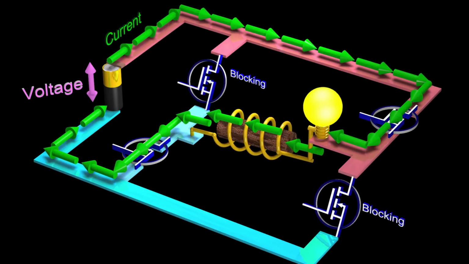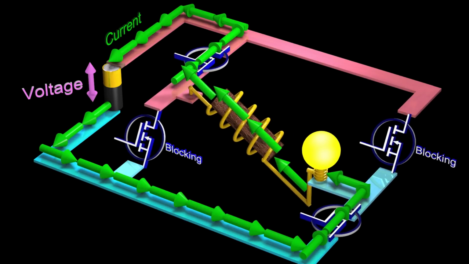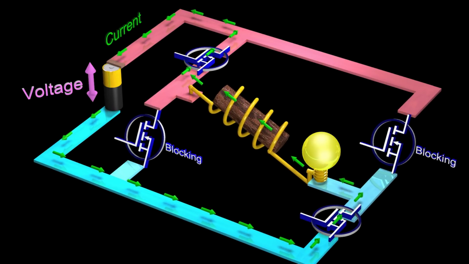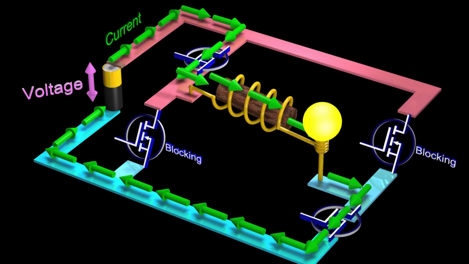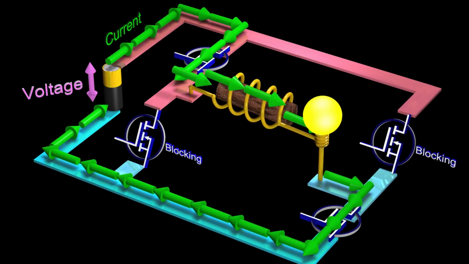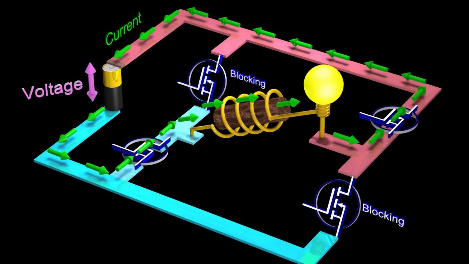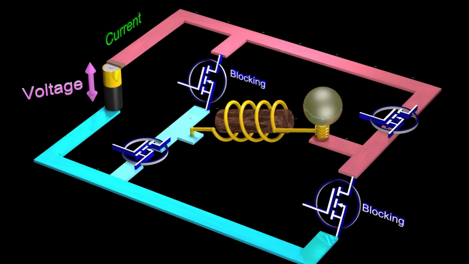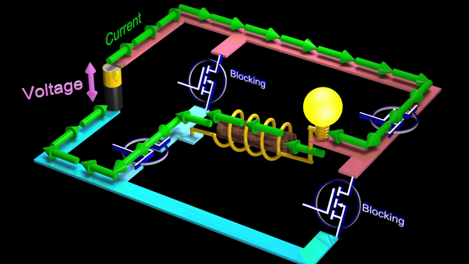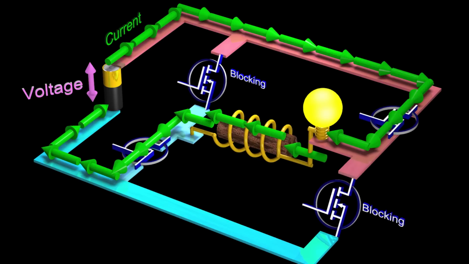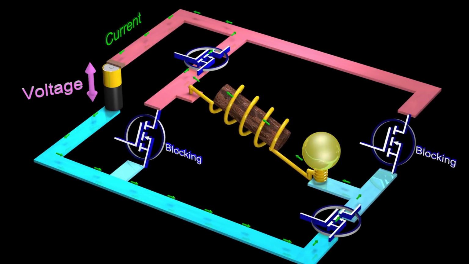The coil of wire represents an inductor. An inductor tries to keep the current flowing through it constant. Because the inductor is in series with the light bulb, the inductor prevents the current through the light bulb from changing instantaneously when the transistors are switched.